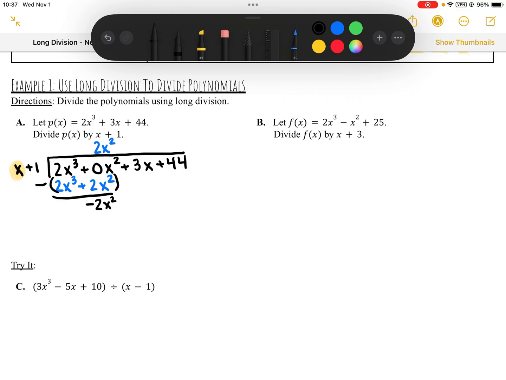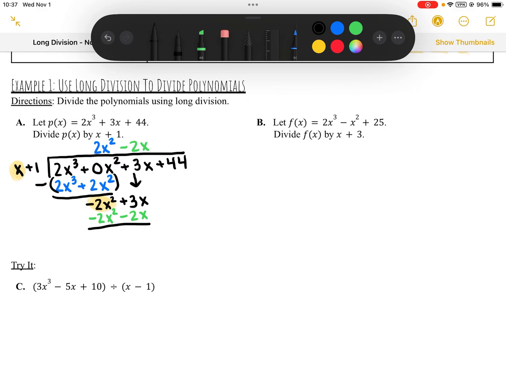My next step is to bring down my next number. So my next number is 3x. I'm going to bring down 3x. And now I repeat this process. So I want to get x to become negative 2x squared. So I need to multiply x by negative 2x. So negative 2x times x will give me negative 2x squared. And then I need to multiply the 1 by that. So negative 2x times 1 will give me negative 2x.